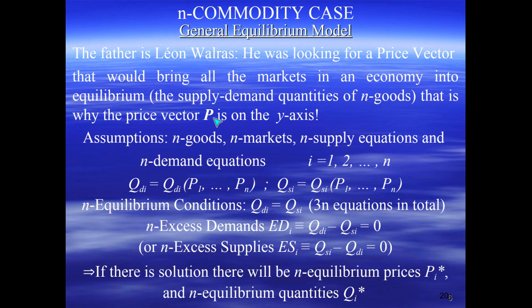So the assumptions of this model are that there are N goods, N markets, N supply equations, and N demand equations, and N equilibrium conditions, of course. So i is from 1 to N.